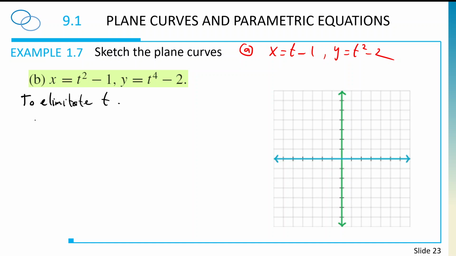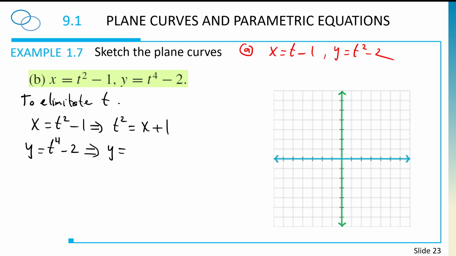Same thing as before. x equals t squared minus 1. Notice here I need t to the power of 4, so t squared is useful. No need to solve for t. t squared equals x plus 1. Now plug this into the other equation in terms of y. y equals t to the power of 4 minus 2. I'll show you now where's the twist in here. So y is equal to t to the power 4, which is t squared, squared. So this is x plus 1 squared minus 2. So y is equal to (x plus 1) squared minus 2.